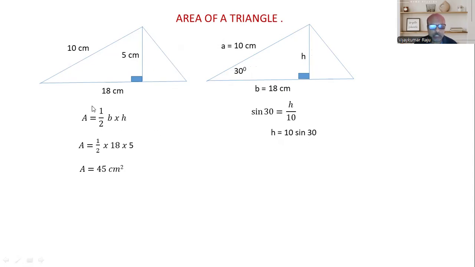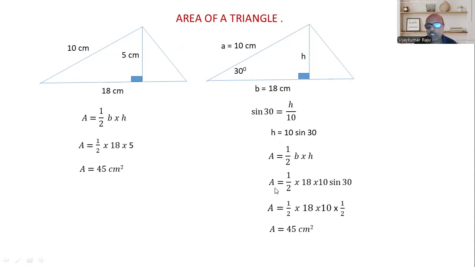Now let us use the same formula. Area is equal to half base into height. So base b is 18 and h is this. Let us substitute here: half into 18 into 10 into sine 30. Sine 30 is 1 by 2. So 1 by 2 into 18 into 10 into 1 by 2. 2 5s are 10 and 2 9s are 18, so 9 5s are 45. 45 centimeters square. So we are getting the same area.